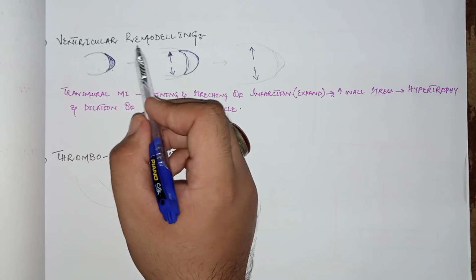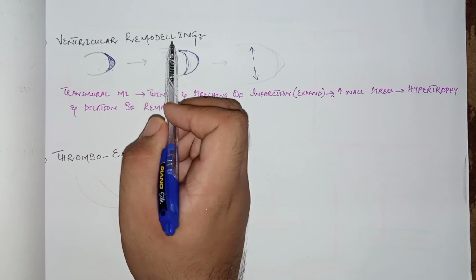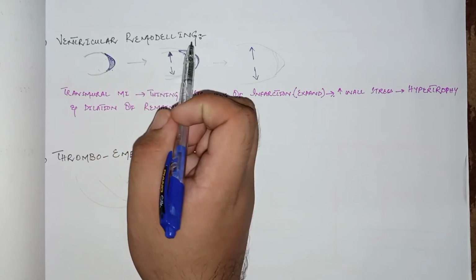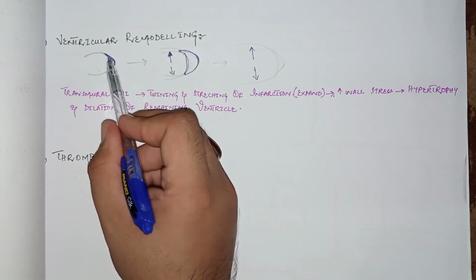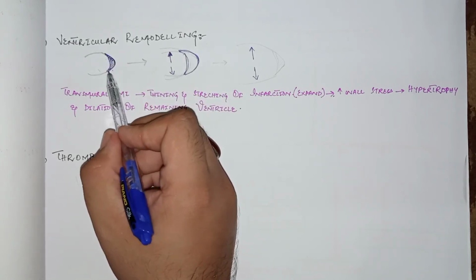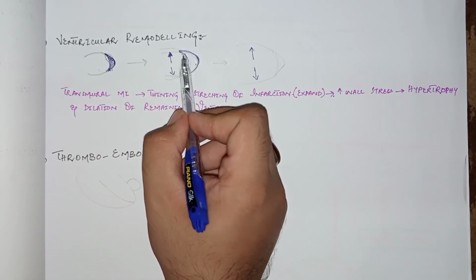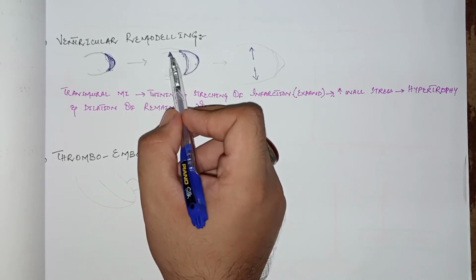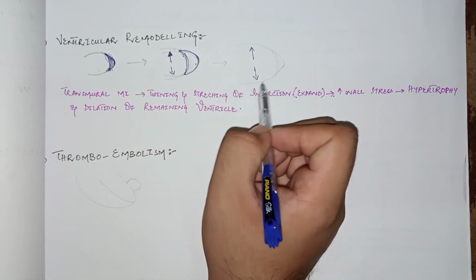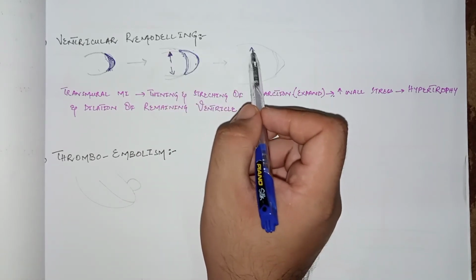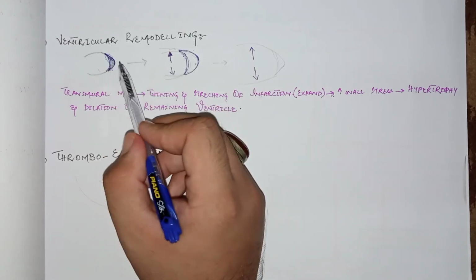Now come to the next complication of myocardial infarction, that is ventricular remodeling. This is a potential complication of acute transmural myocardial infarction due to thinning and stretching of the infarcted segment. As you can see in this picture, there is a spreading and thinning of the infarcted site. There is an increase in the size of infarction, and there is more stress on the remaining normal myocardium, which leads to hypertrophy and dilation of the chambers of the heart, or dilation of the ventricle, and ends up with heart failure. So this is ventricular remodeling.